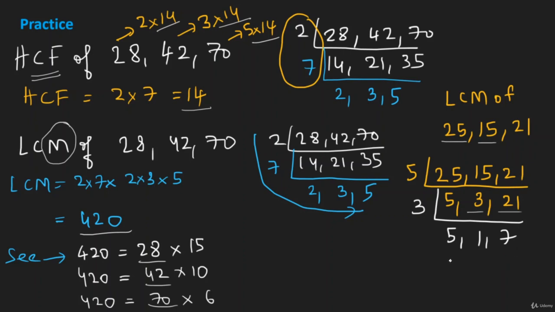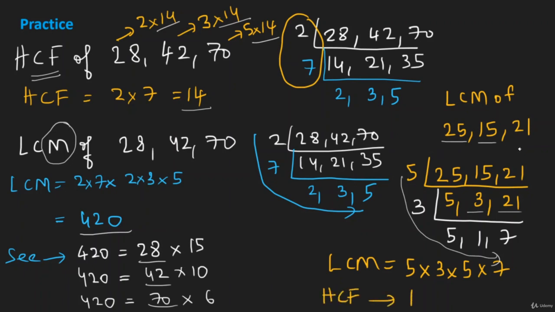So therefore I stop at this point and my LCM is the product of all these numbers over here. That is, my LCM is 5 into 3 into 5 into 7. And remember, over here the HCF is 1 among 25, 15 and 21 because there is no common factor that I can take out among these three numbers.